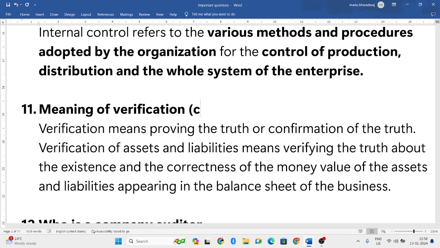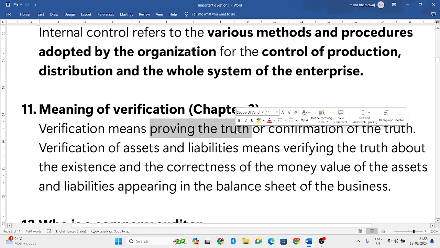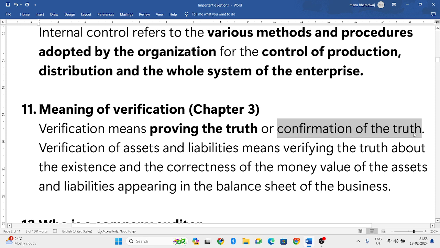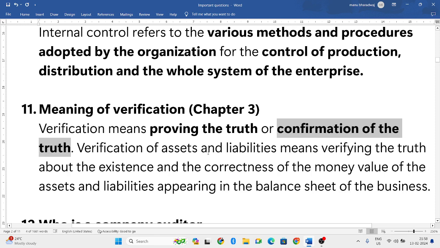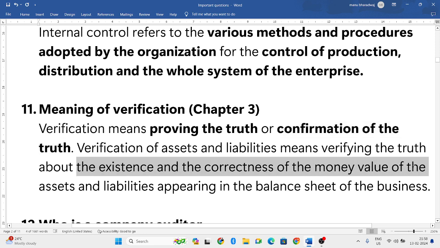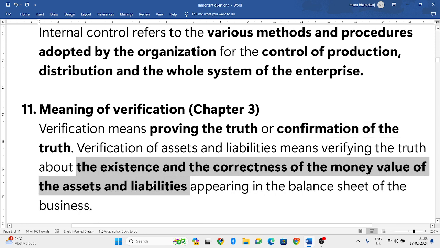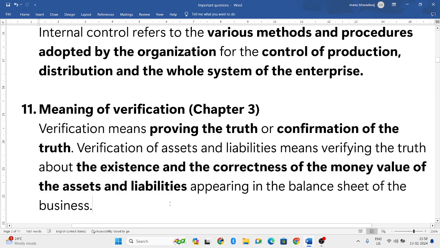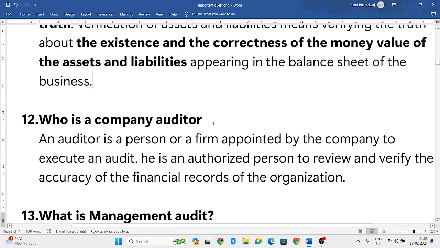Meaning of verification, it is from chapter number 3. Verification means proving the truth, or confirmation of the truth of existence. So verification of assets and liabilities means verifying the existence and the correctness of the money value of the assets and liabilities. Whatever money value you have shown in the balance sheet for assets and liabilities, confirming that the value is correct is known as verification.